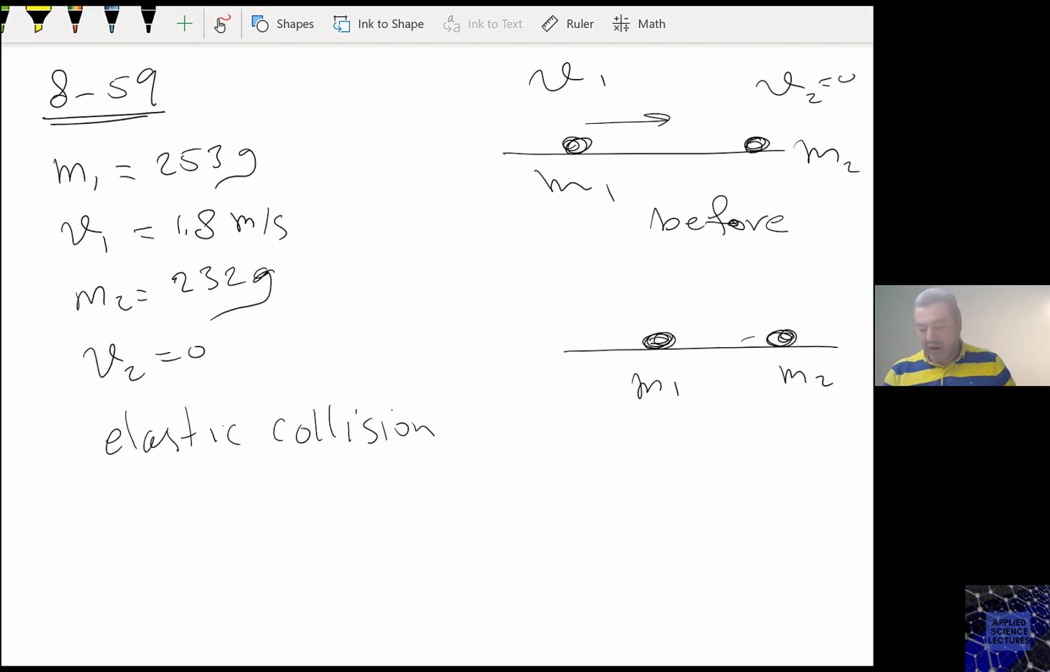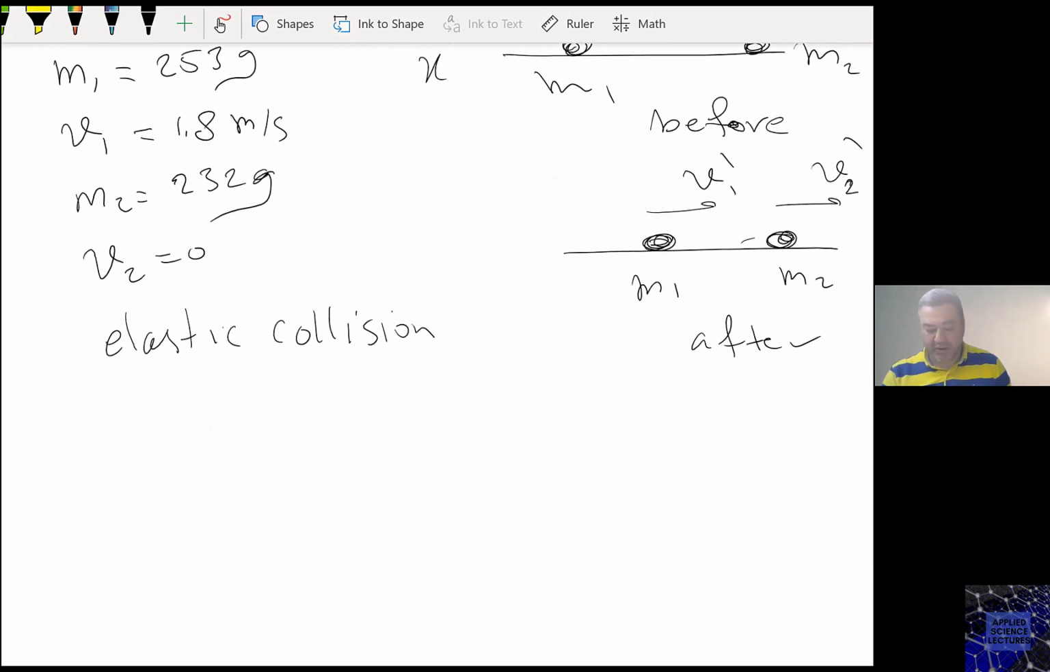So this is an elastic collision. Again, the direction of the after is up to you. You're going to take them both in this direction, or you're going to flip one. It's up to you. For simplicity, since my coordinate x is in this direction, I took them in this direction, V1 prime, V2 prime. So in this case, this problem is similar to the one we did at the beginning.